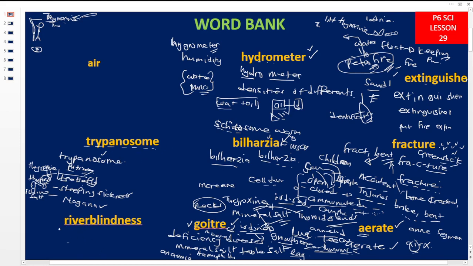Then we have this word here, river blindness. This is the disease, spread by a fly called a black fly, or the Simulium fly. These Simulium flies lay their eggs on fast flowing water. That's why they have their nickname as ginger flies, because in those days Ginger had very many waterfalls, where the water flows very, very fast. They lay their eggs deep there.